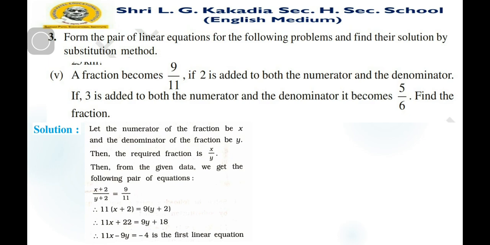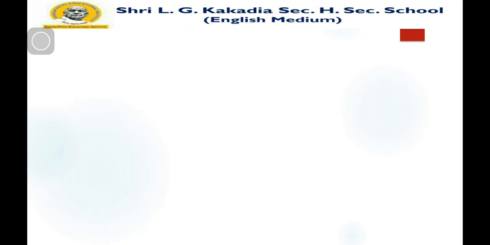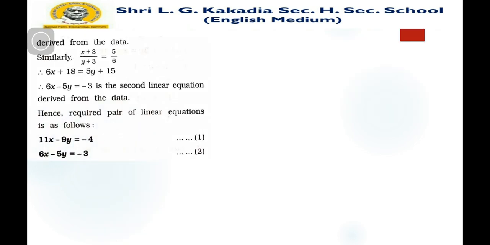Now about the second one, derived from the data. Similarly, if we add 3 to numerator and denominator, then we get the fraction as 5 by 6. Now again cross multiplication: 6 will be here and y plus 3 will be here. 6x plus 18 is equal to 5y plus 15. Then we get 6x minus 5y is equal to minus 3, which is the second linear equation derived from the data.